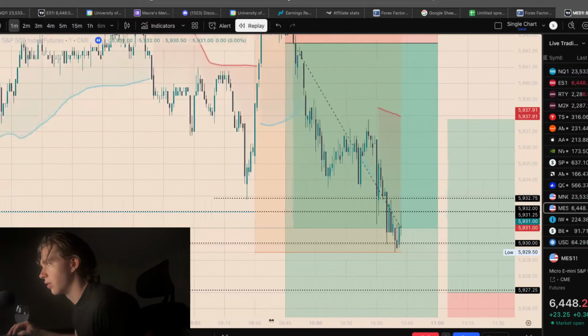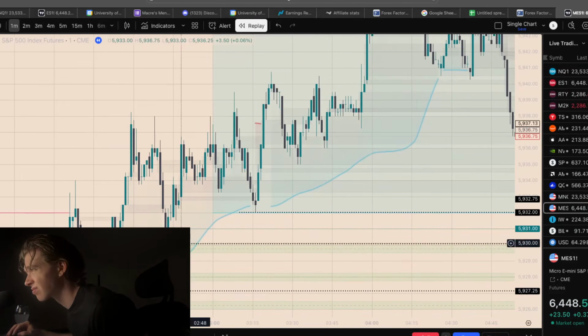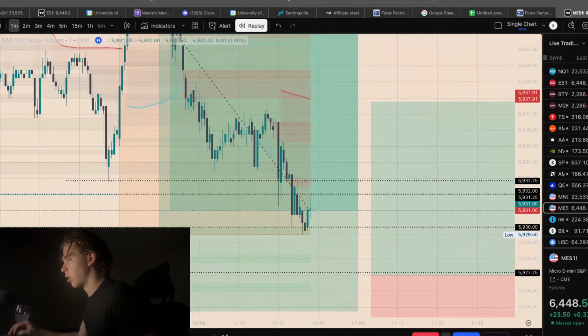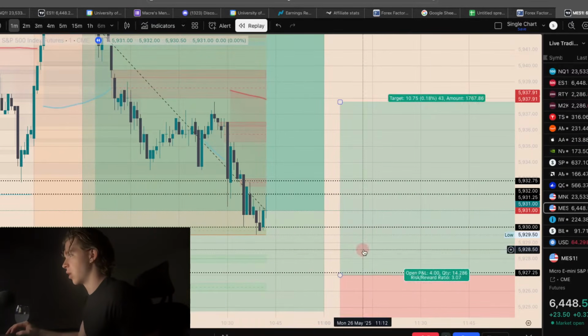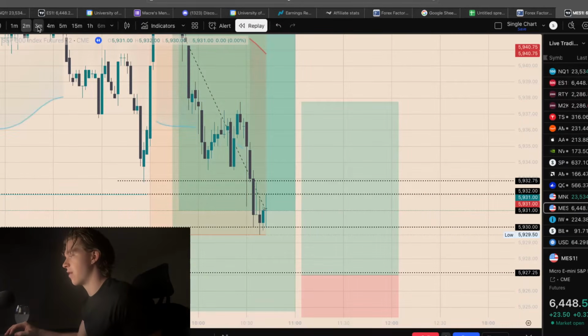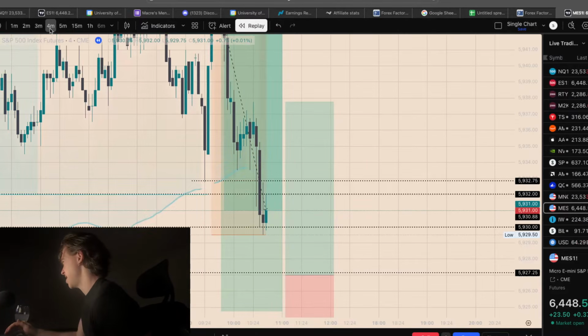I think I might have drawn the draw incorrectly, actually. I think I was wrong. There we go. Okay, we've now swept our draw. Did we create FFVGs away from the draw? Check the 1 minute time frame, no FFVG. 2 minute time frame, no FFVG. But we have a pointer, right? We're creating pointer breaks.